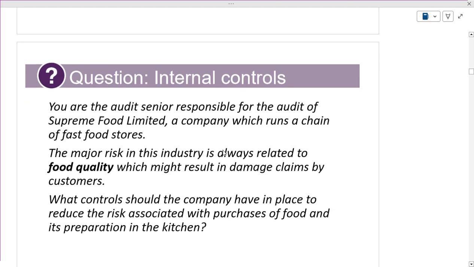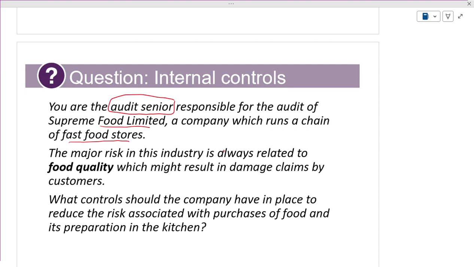Now, straight away, we are not going to work out on any other thing. You are an audit senior. Now your position will also change. Getting my point? Audit senior, responsible for the Supreme Food Limited, a food company which runs a chain of fast food service stores. Fast food is nothing but what we are talking about, drive-through. All the drive-throughs are fast foods.